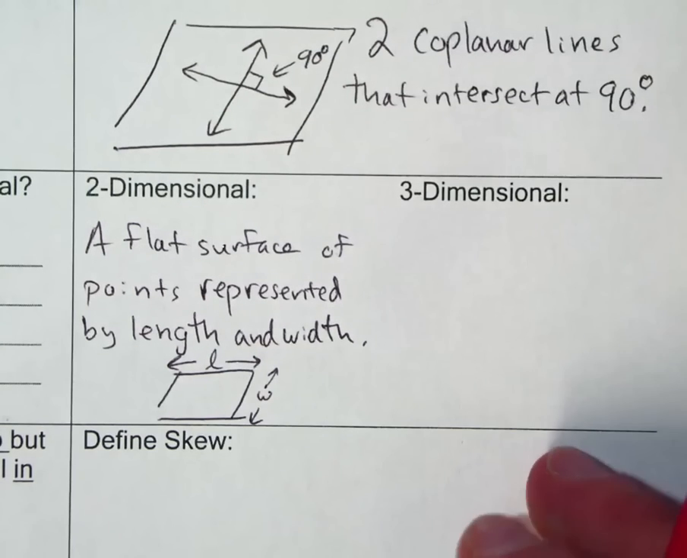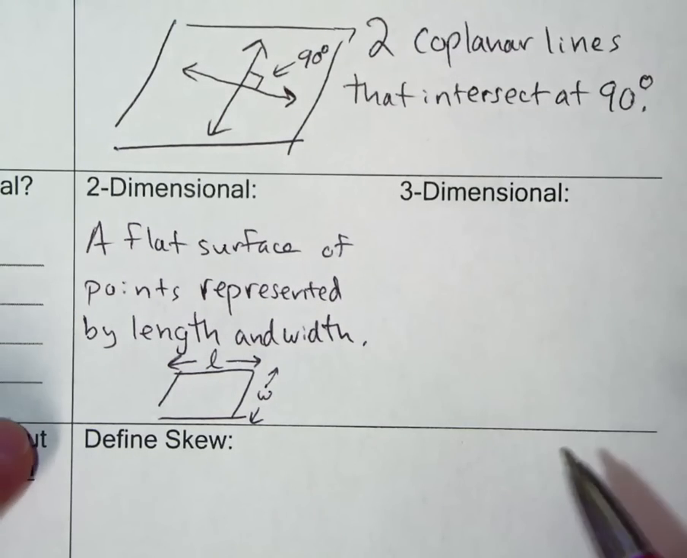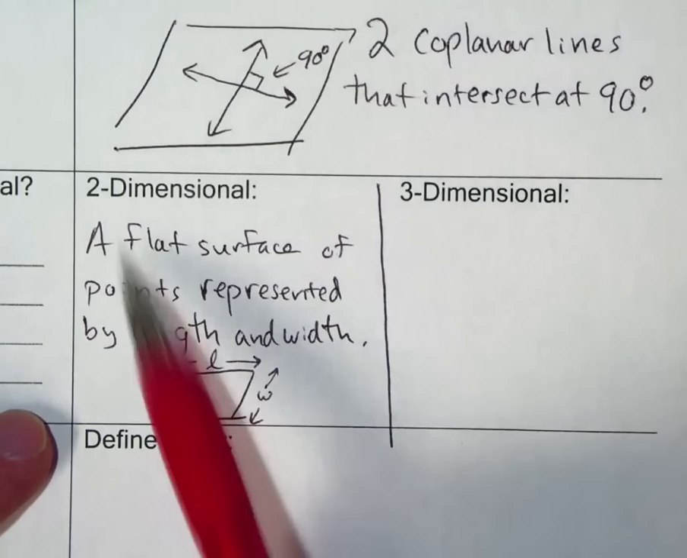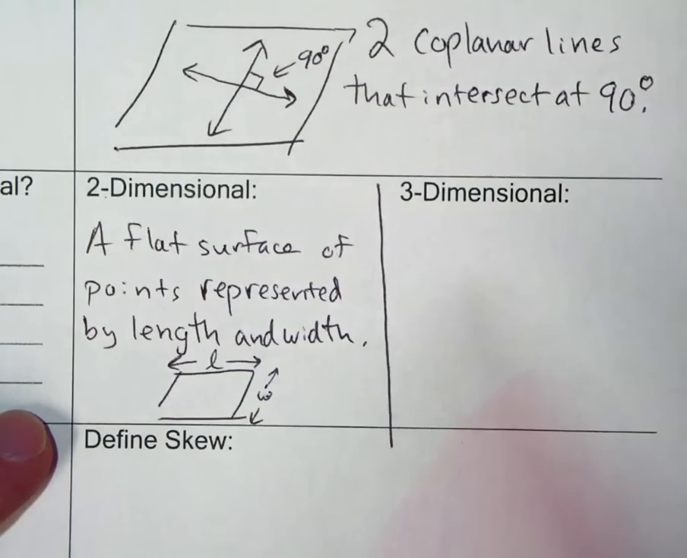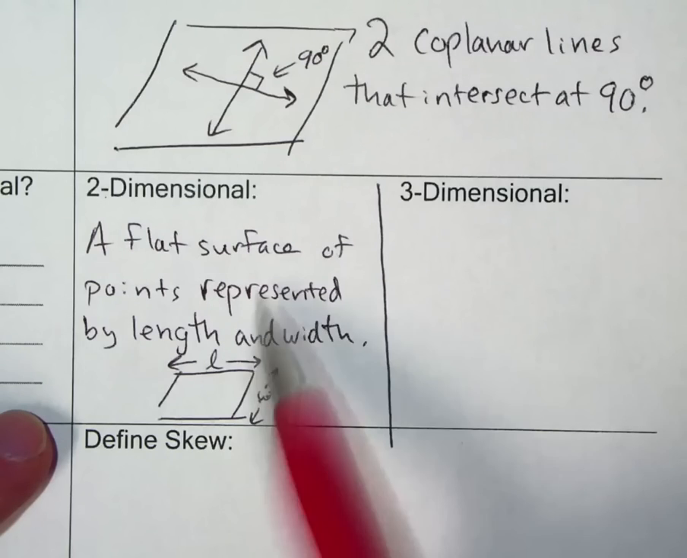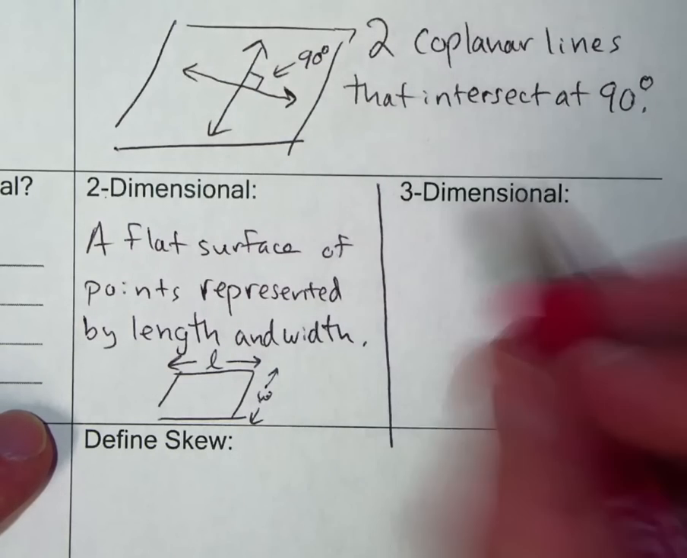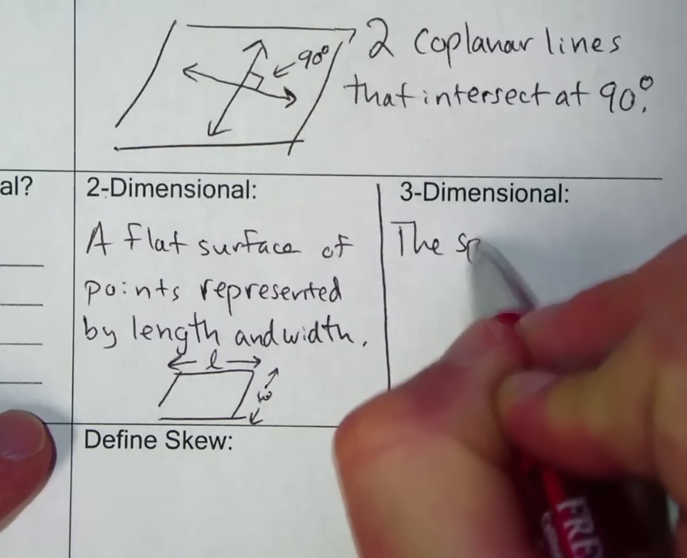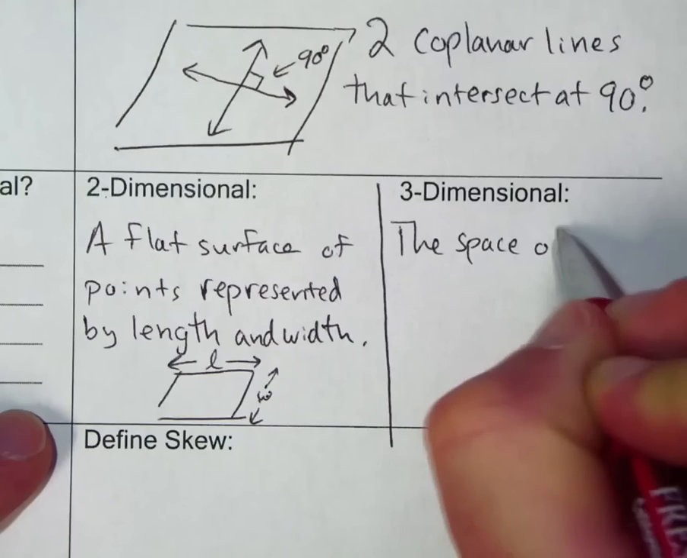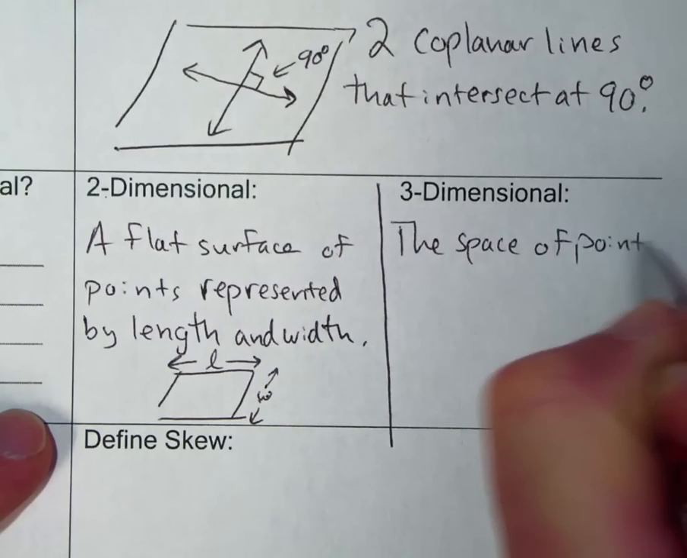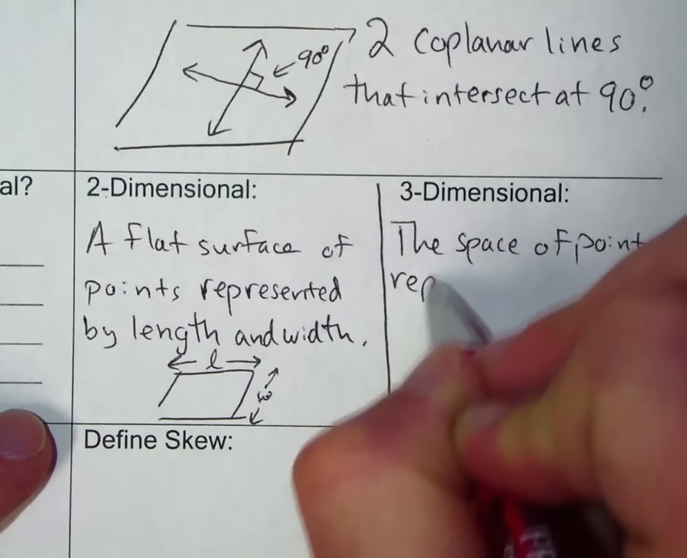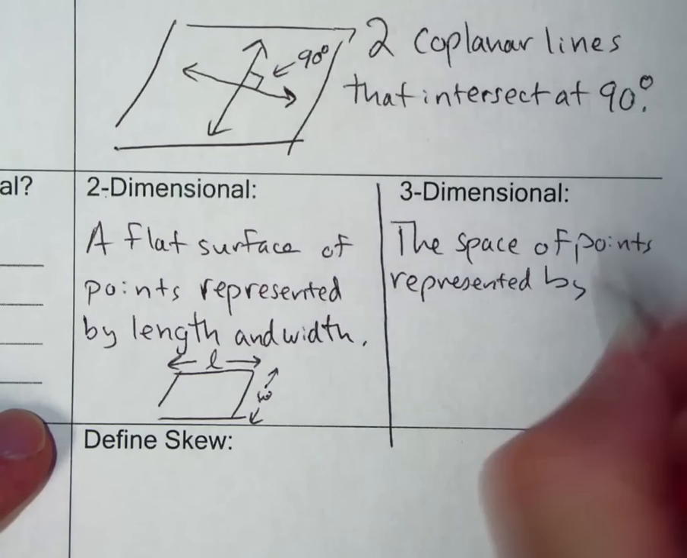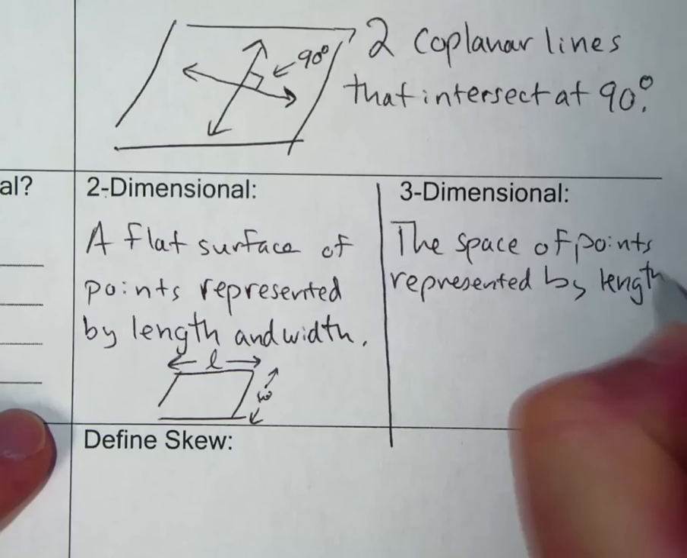Now 3 dimensions are really what it sounds like. Instead of just 2 dimensions, length and width, we're going to have 3, length, width, and height. So for 3D, or 3-dimensional, we want to think of the space of points represented by length, width, and height.